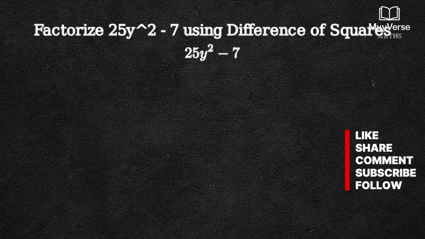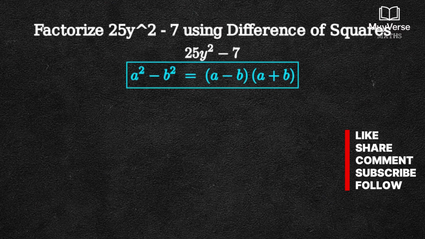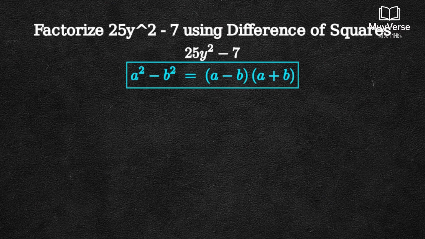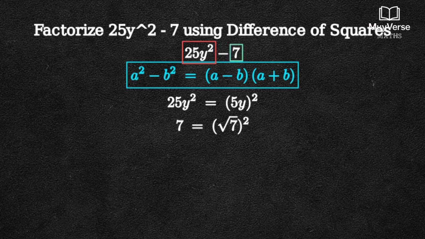Step 2. Rewrite each piece as a perfect square. 25y squared is the same as (5y) squared, and 7 is the same as (square root of 7) squared. Putting that together, the original expression becomes (5y) squared minus (square root of 7) squared.